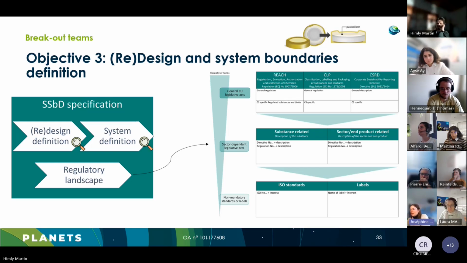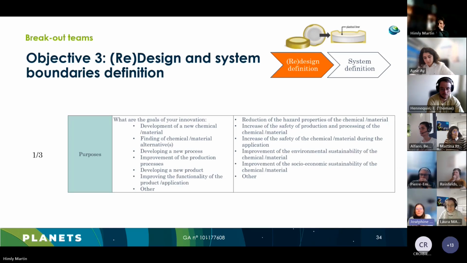And for this part, you will have some exercise to do, so be careful. Let's go on the redesign definition. So the redesign definition is divided in 3 parts. You have here the first one, which is the identification of the purposes.